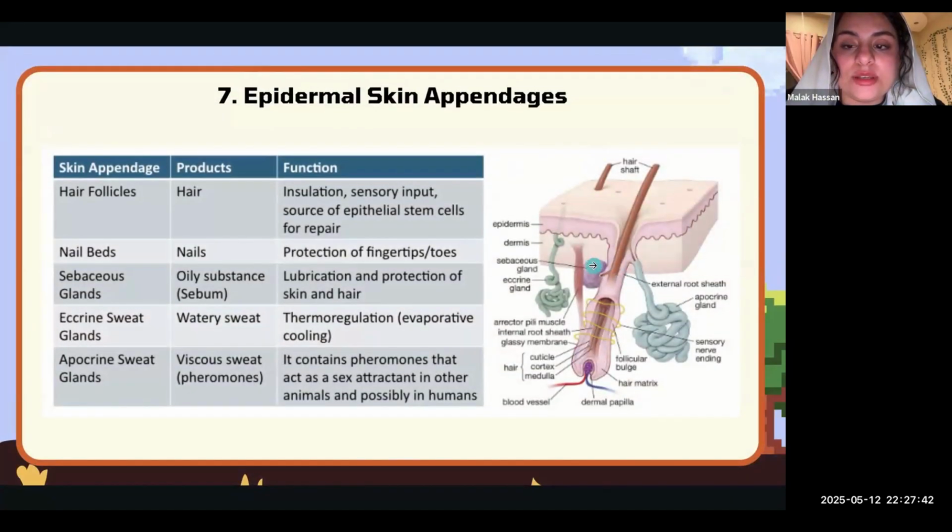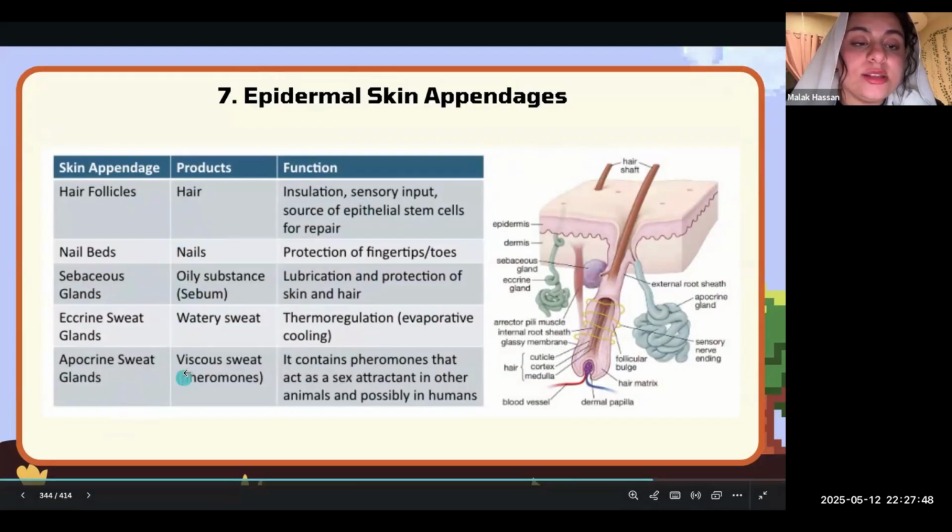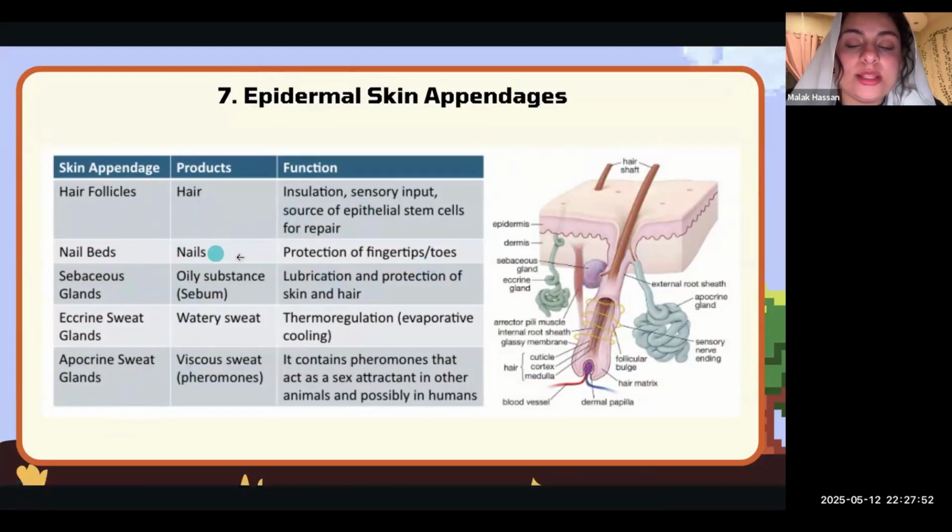Now, these are the epidermal skin appendages. You have the hair follicles, the nail beds, sebaceous glands, eccrine glands, and apocrine glands. The hair follicles produce hair. The nail beds produce nails. Sebaceous glands produce sebum. Eccrine glands form watery sweat, and apocrine glands form viscous sweat, which has pheromones.